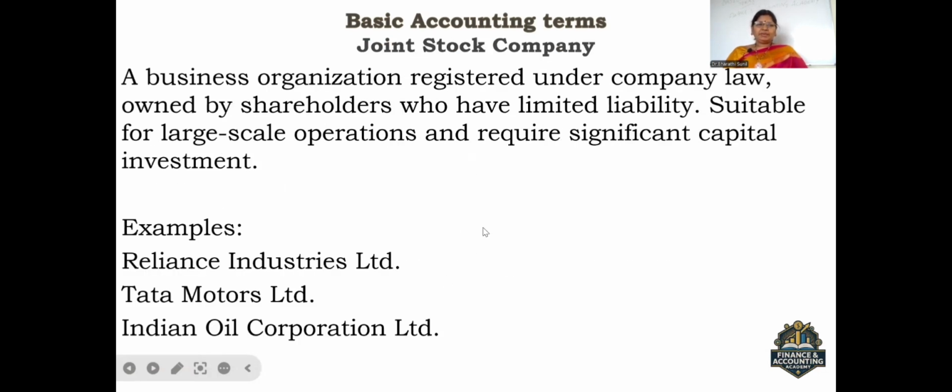Next, third one, joint stock company. What is a joint stock company? A business organization registered under company law, and it is owned by shareholders with limited liability. Here in sole proprietorship or partnership, liability is not limited, but in the joint stock company, shareholders' liability is limited to the extent of their investment. Okay, it is suitable for large scale operations.